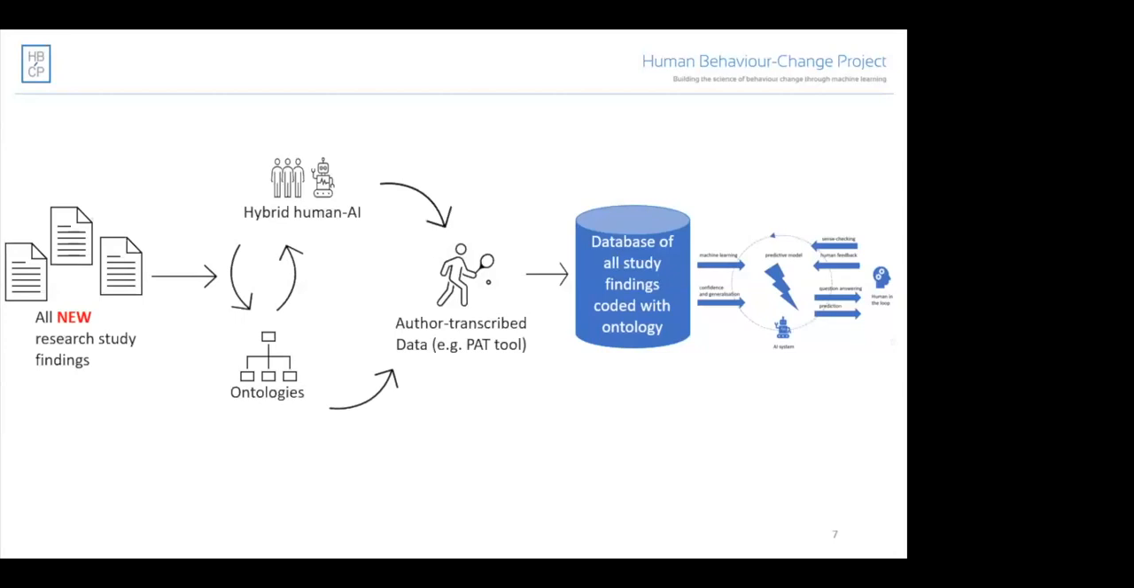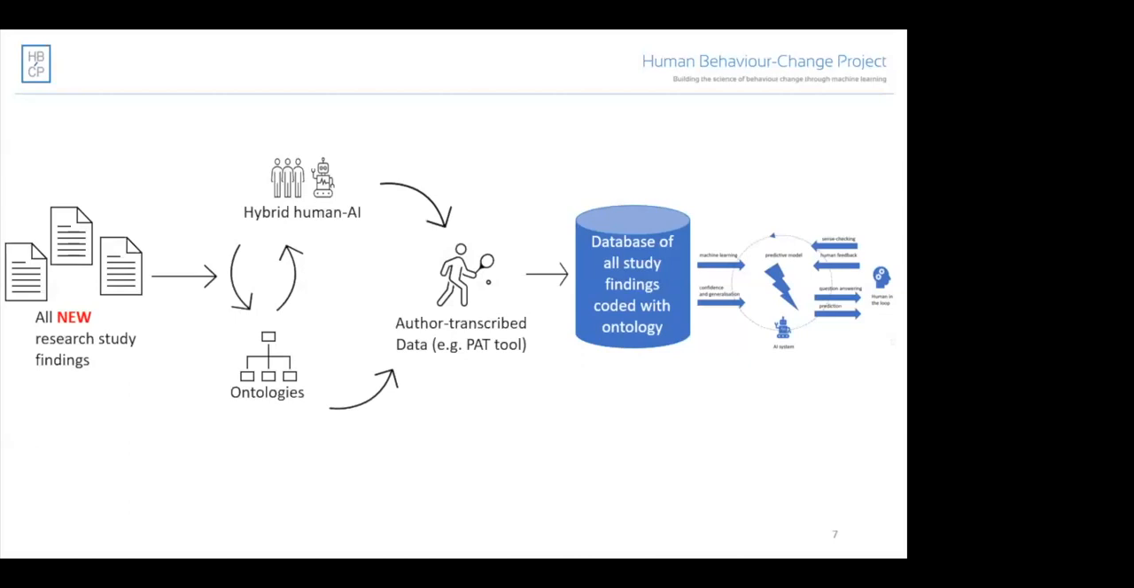If we could flick a switch now and move to a system where this database was populated at the time of research publication, essentially all new research study findings would enter the database already classified and annotated according to the ontologies. What we've outlined here is a hybrid human-AI system which enables authors to transcribe their data, for example, using things like the paper and protocol authoring tool, which was developed in the Human Behavior Change Project, and you can see a webinar on those tools.